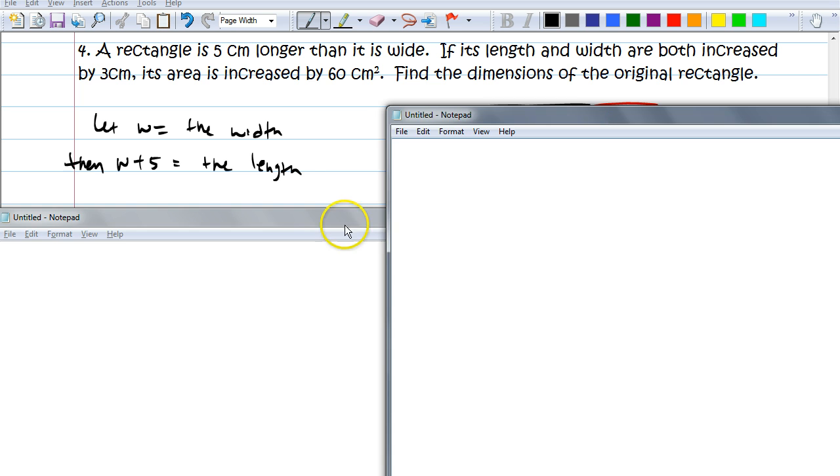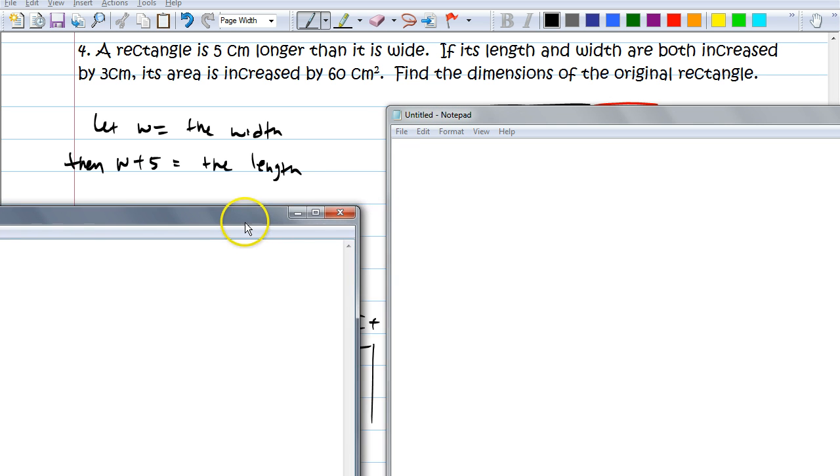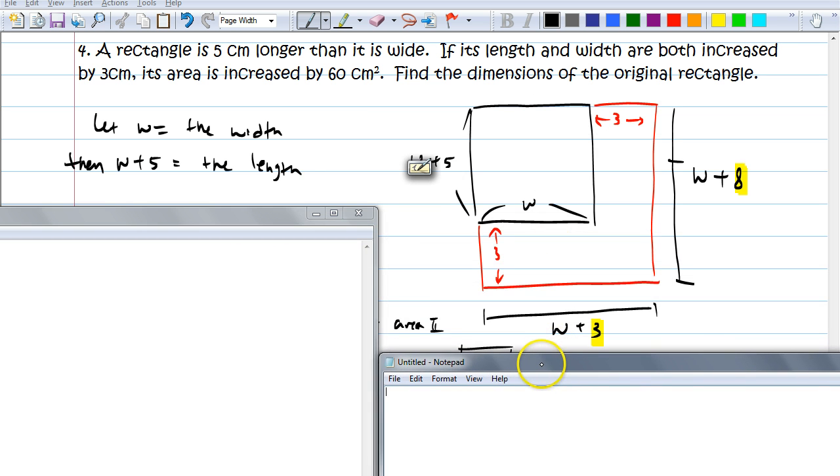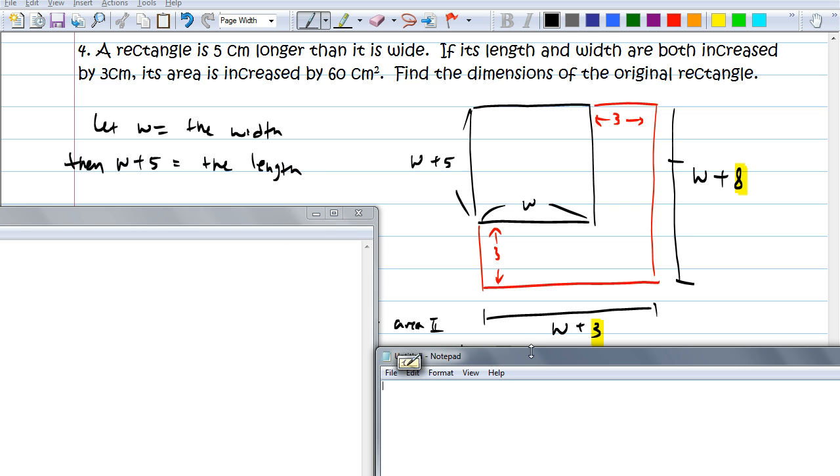Now, then the picture. How many people got this picture? How about everybody take a look at this? Here, this is what I got. Isn't this what we get here, guys? You have the rectangle now being increased, right? So, right? Yeah. All right.